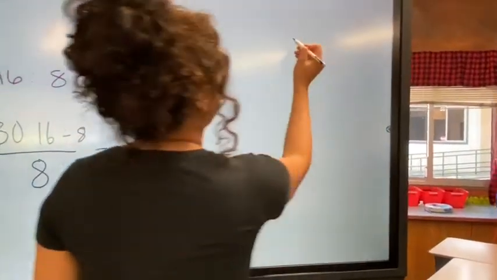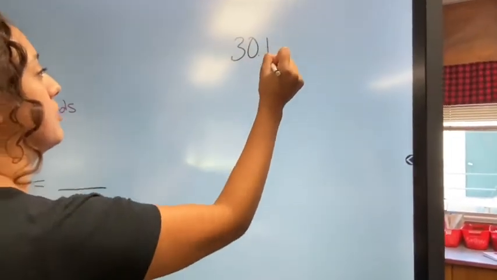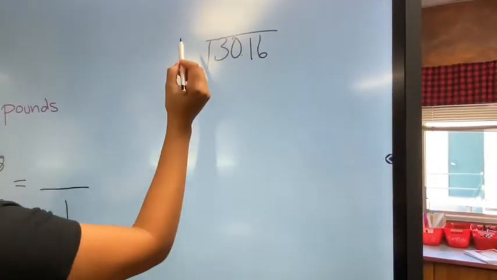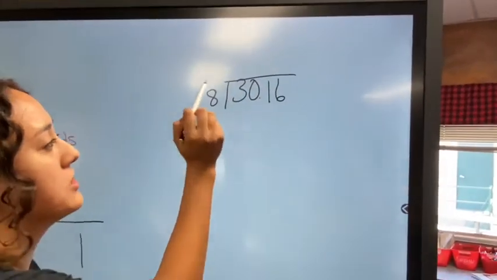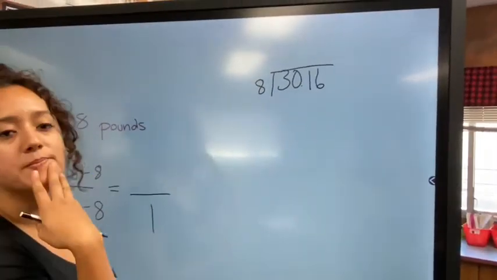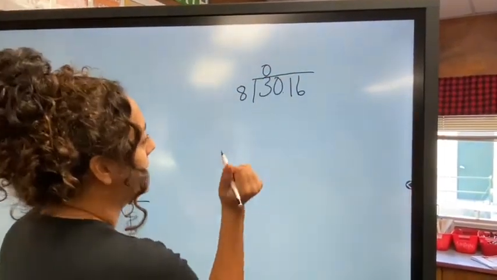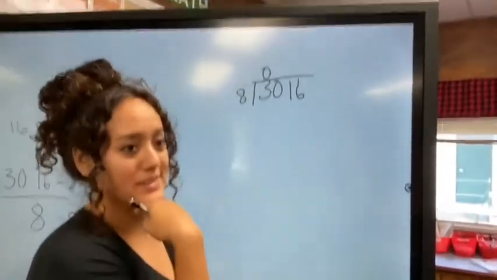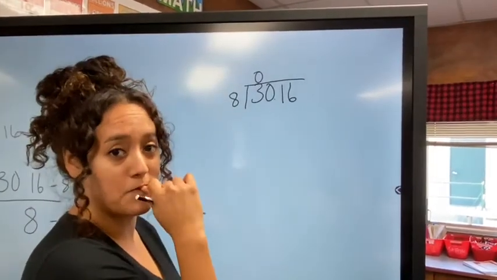So I'm gonna go over here, and I'm gonna do 30.16. The numerator always goes inside this box. Alright, and then 8 goes out here. Alright, so can 8 go into 3 evenly? No, so I'm gonna put a 0 there. Now, can 8 go into 30? Yes. 8 times what gives me close to 30?